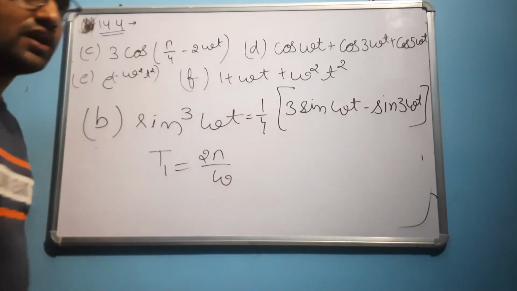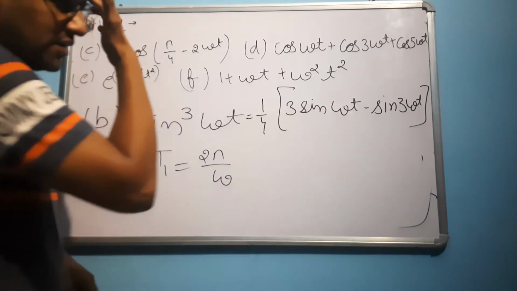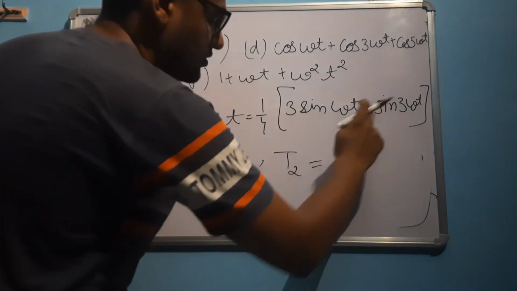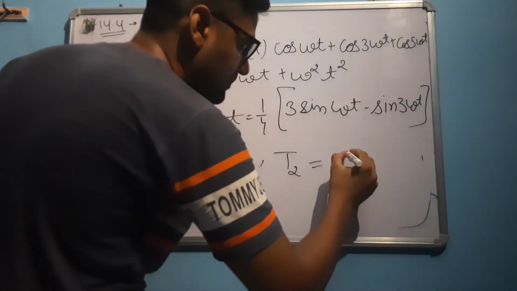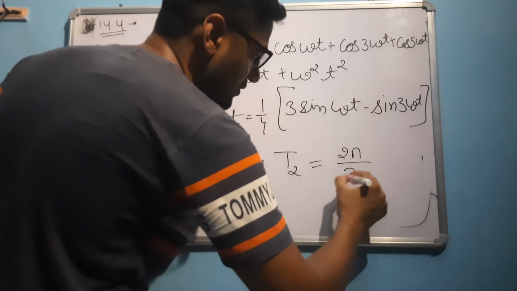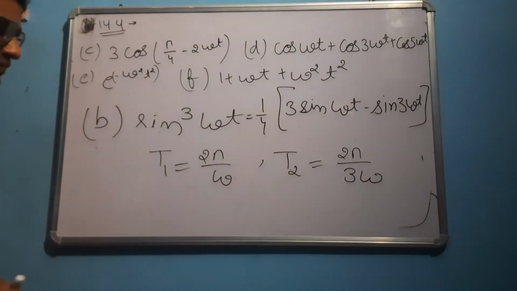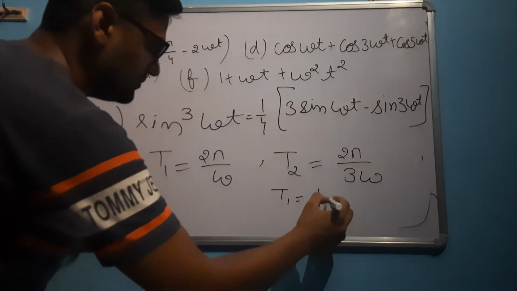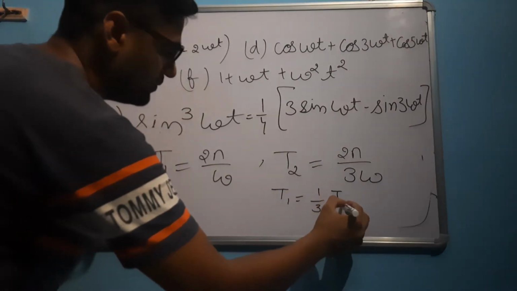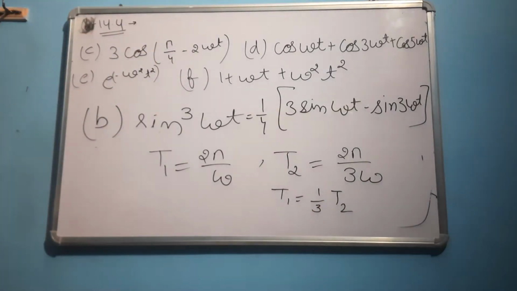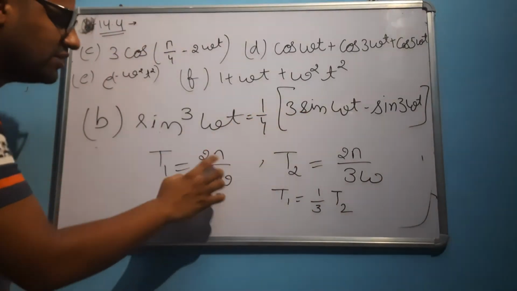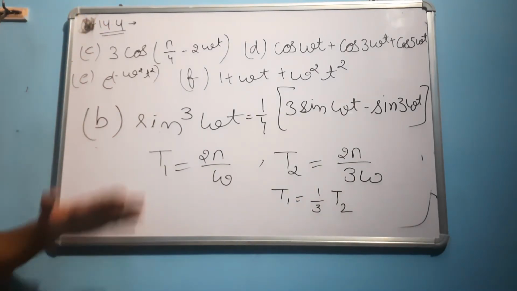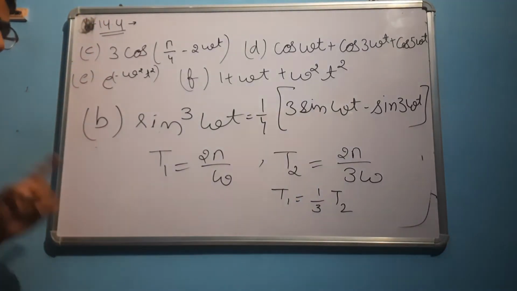So we take the 2 pi interval, and for this entity the time period will be 2 pi by 3 omega, so T1 equals 3 times T2. The time period of the first entity is 2 pi by omega, and for the second entity it is 2 pi by 3 omega. So it is only a periodic function, not simple harmonic motion.